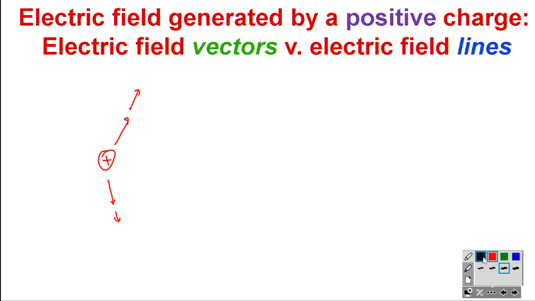But if we have many, many different locations with arrows to draw, it just takes too much time. So instead, we just draw a line which represents the presence of all possible arrows in that direction. And this line has a name, electric field line. So if we have a positive charge, to represent the presence of the electric field it generates, we can use lines.